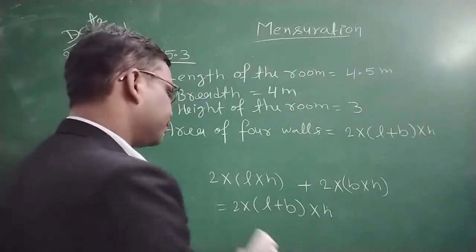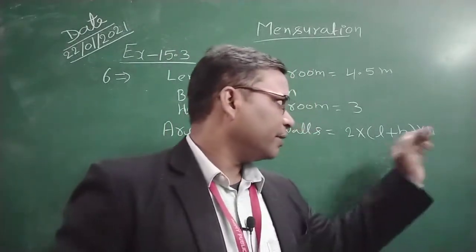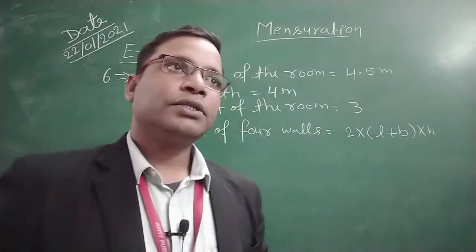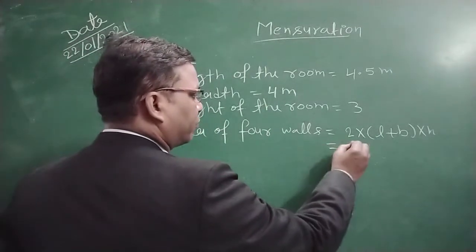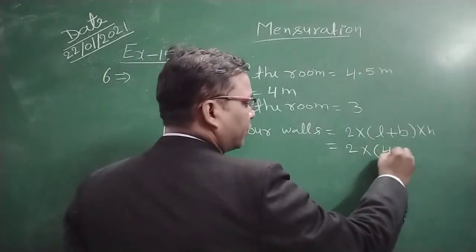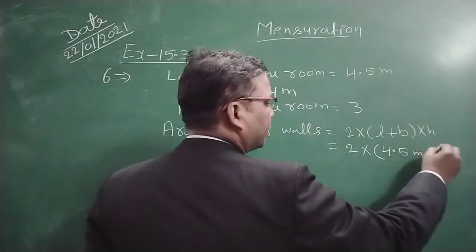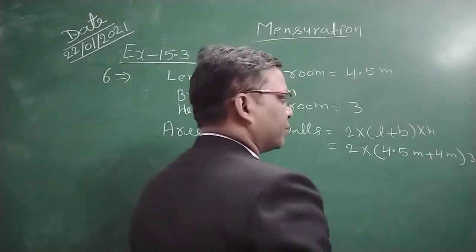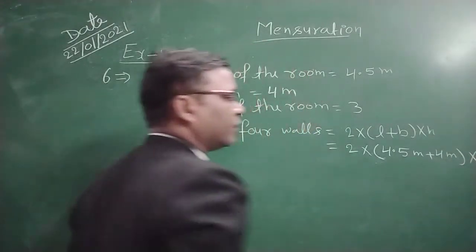Clear? Now if we add L into B, meaning the area of the roof, then you find the total area for whitewashing. So first we find the area of 4 walls. This is equal to 2 into (length 4.5 meter plus breadth 4 meter) into height, which is 3 meter.